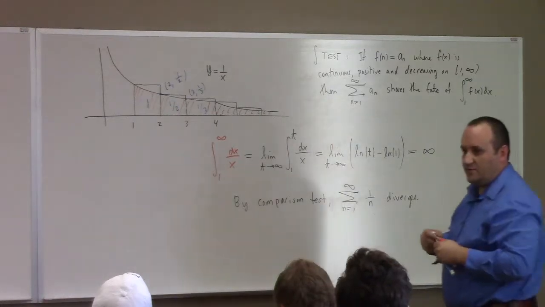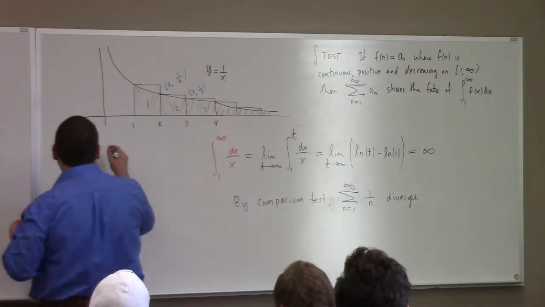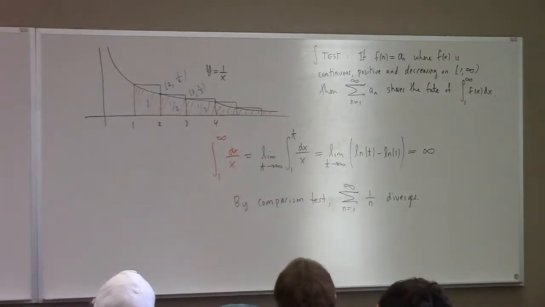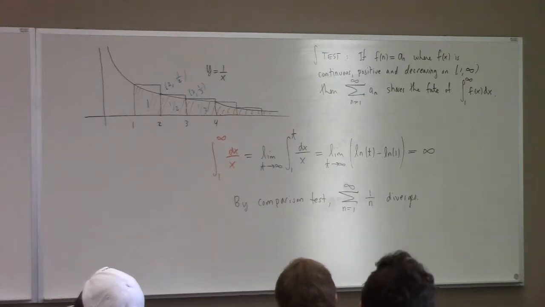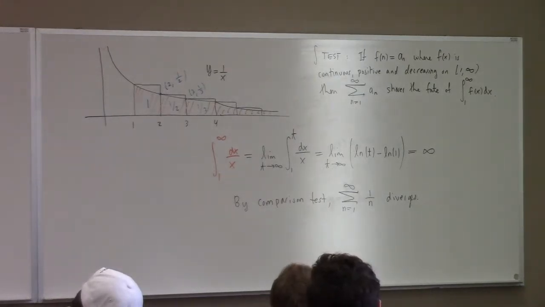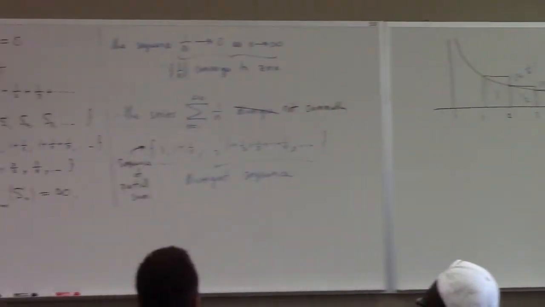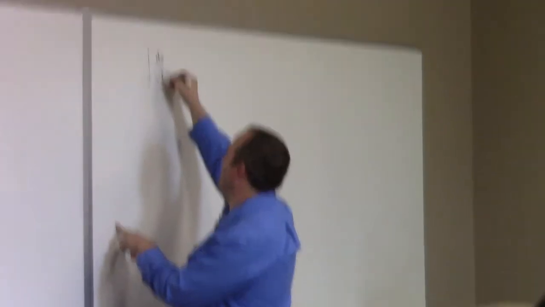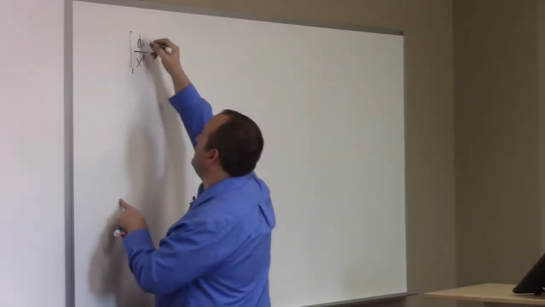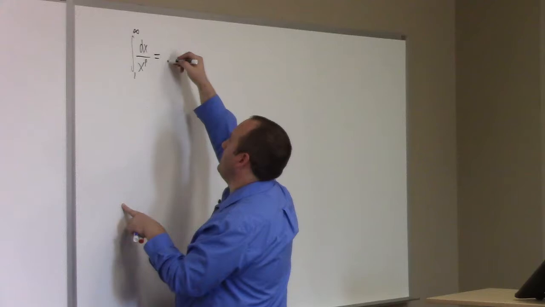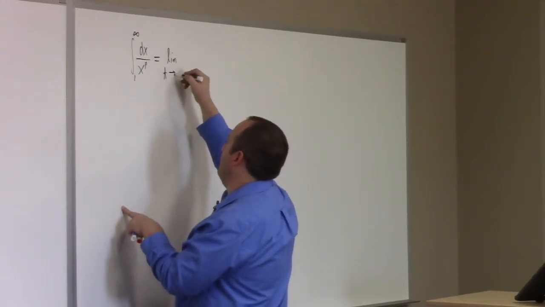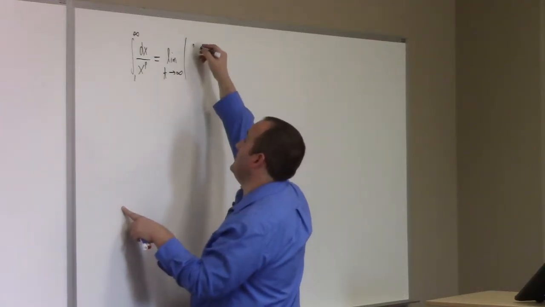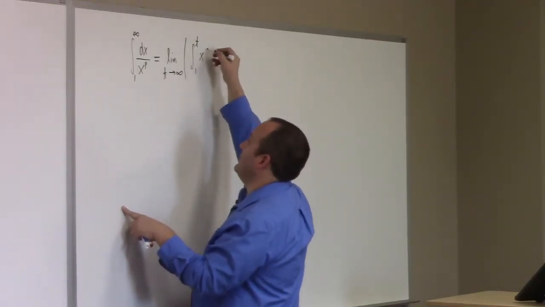So this gives us what's called the p-series. Application to the p-series. I'm kind of getting out of order here with your questions. That's okay, though. I'll do it over here. So what is the integral of dx over x to the p from 1 to infinity? It's the limit as t goes to infinity of the integral from 1 to t of x to the minus p, right?